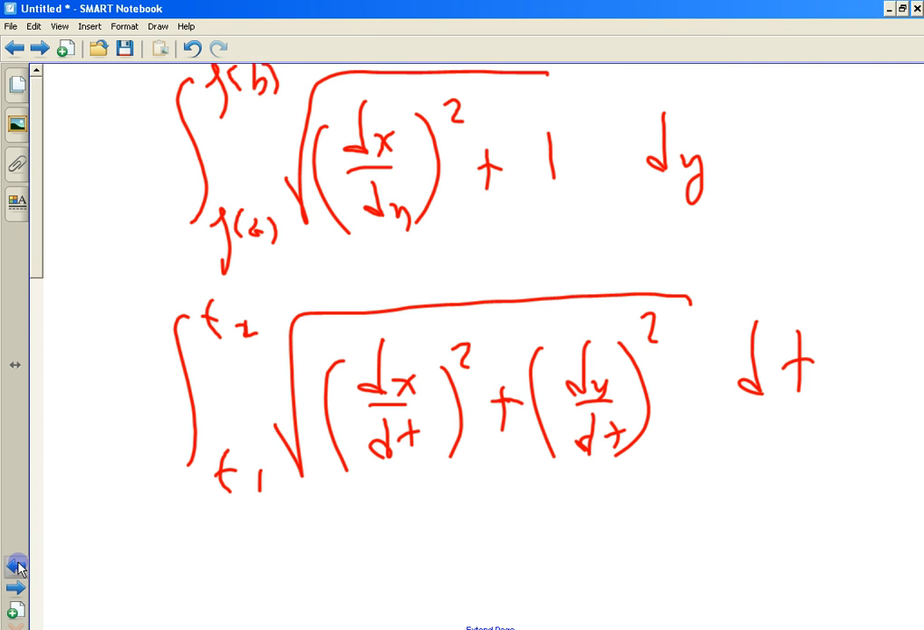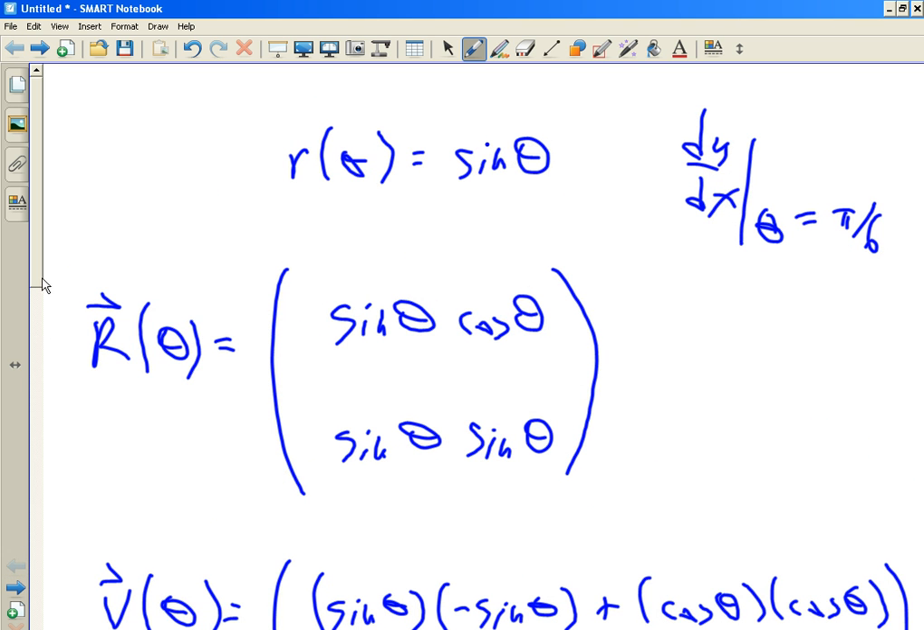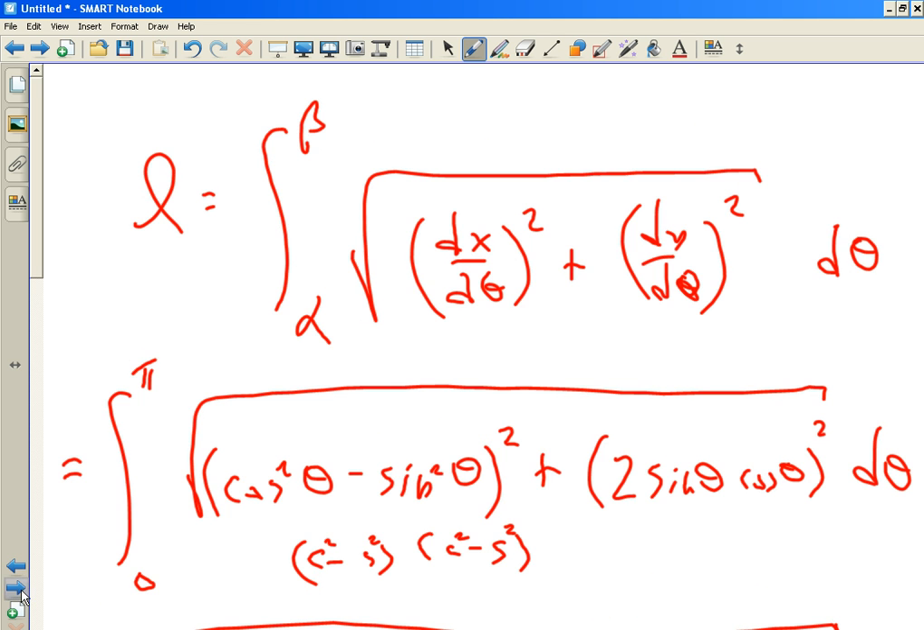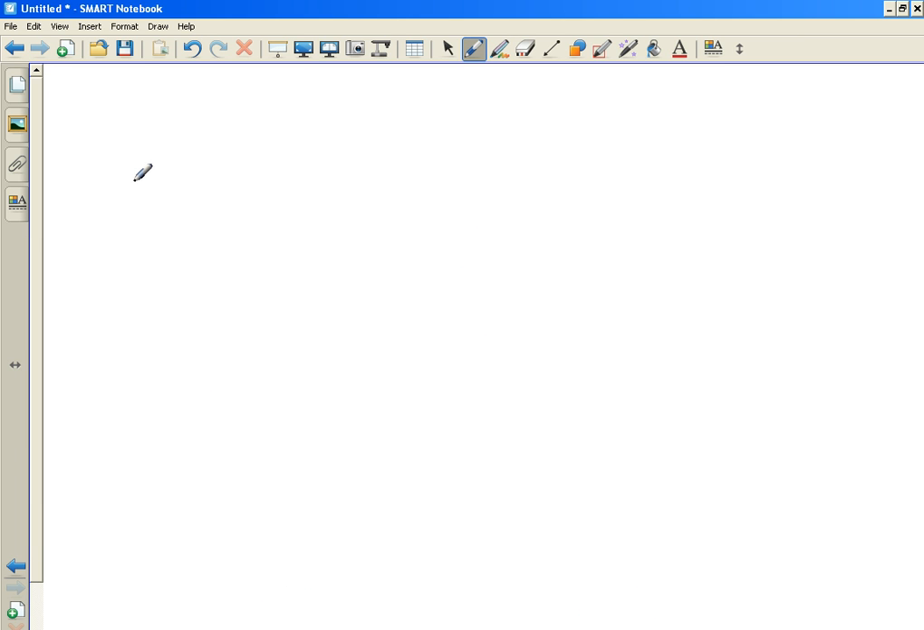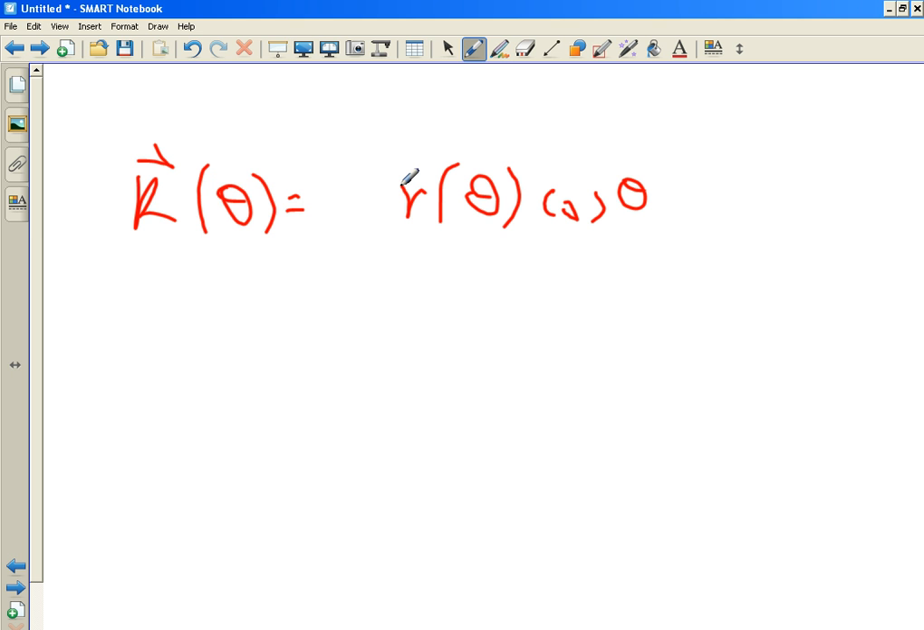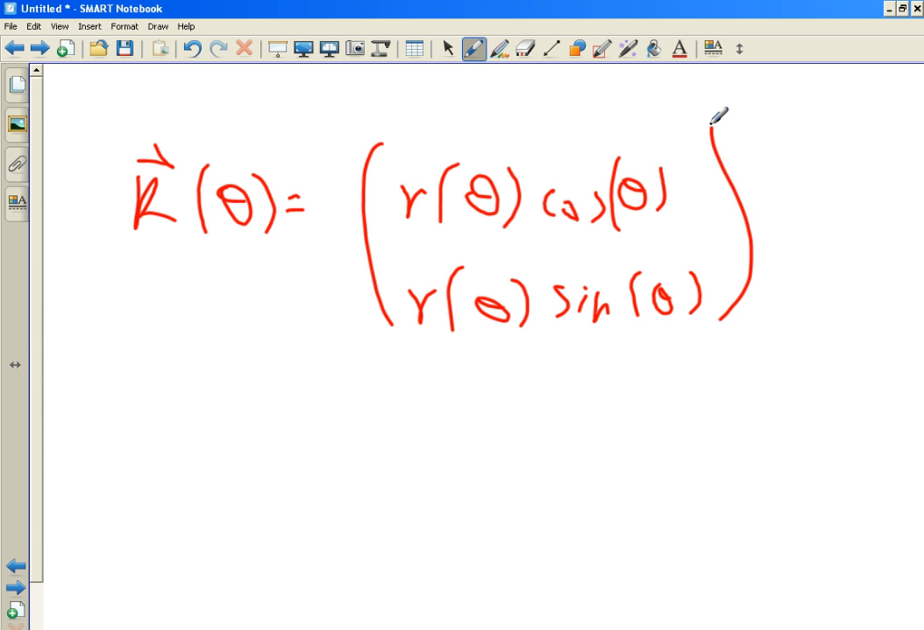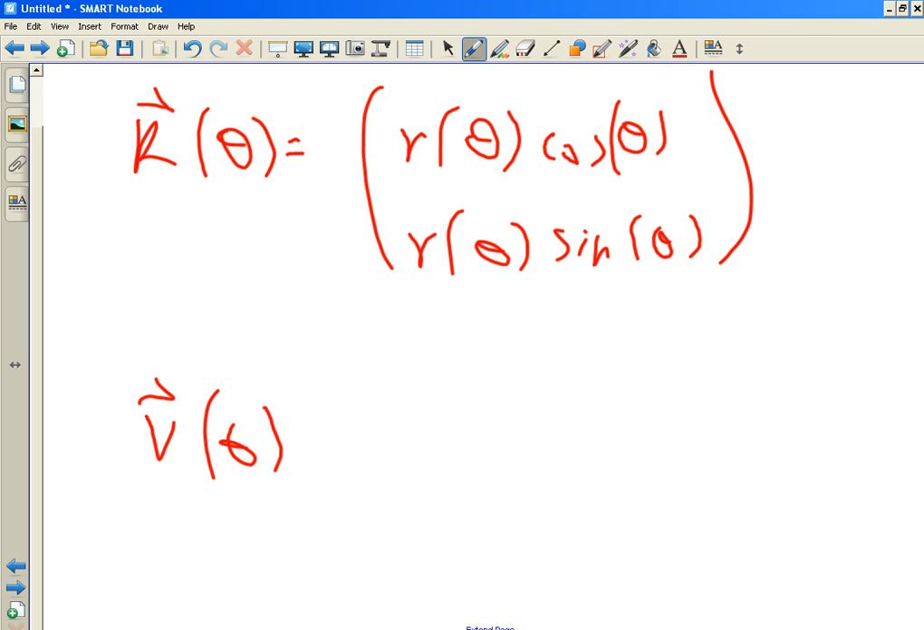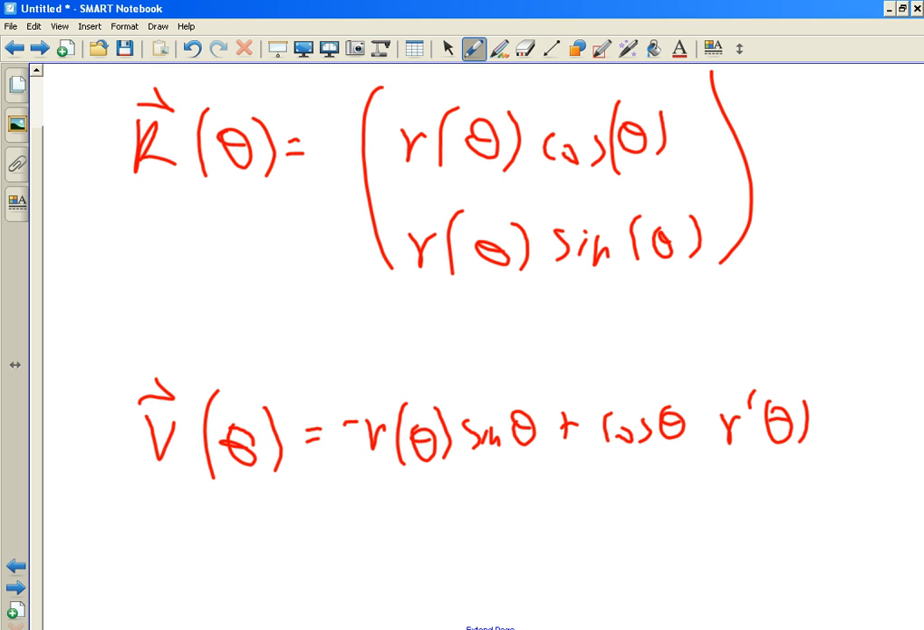All right, so let's do the same problem we just did. We're going to do this stuff, but we're going to say any r of theta here. Not a particular one, but any r of theta. We're going to redo this whole thing for any r of theta. So, if your displacement vector is r of theta cosine for the x component, and r of theta sine for the y component, that's your column vector. What's your velocity vector? That's easy. It's the derivative of that. All right, so we have to do the product rule. First times the derivative of the second plus the second times the derivative of the first. Little parentheses here.